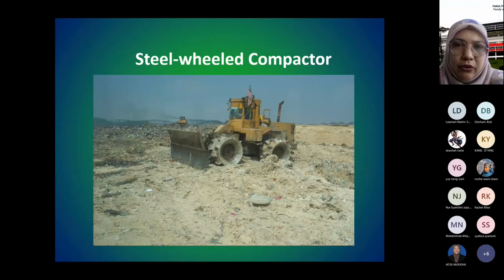So this is one type of compactor being used. Actually, this is quite expensive. Steel wheel compactors, the minimum number, can cost up to 2 to 3 million ringgit for one compactor. So it is very costly, and that's why there would normally be one or two compactors placed at one sanitary landfill.